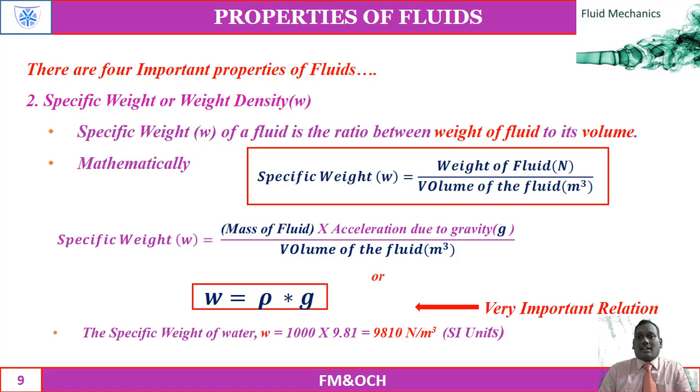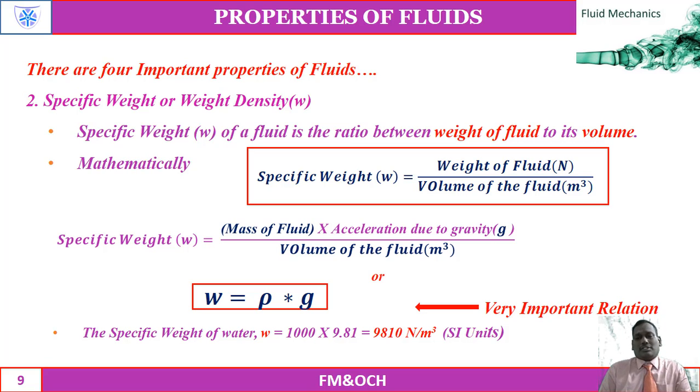We can also write the mass into acceleration, which follows Newton's law, that is F is equal to m a, divided by the volume of the fluid. So generally, as in the previous first property, mass of fluid divided by volume of the fluid is expressed as the density. The same thing in notation is given as density into g. The specific weight can also be written as the density of the particular fluid times the acceleration due to gravity.